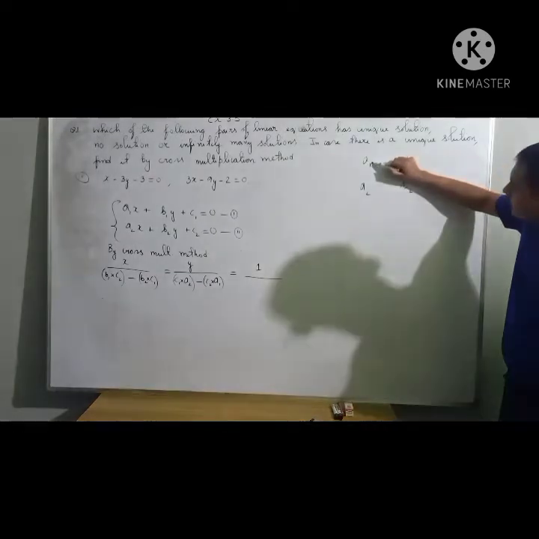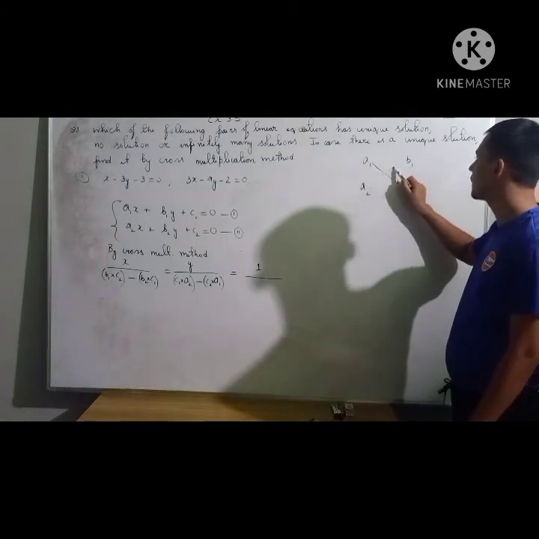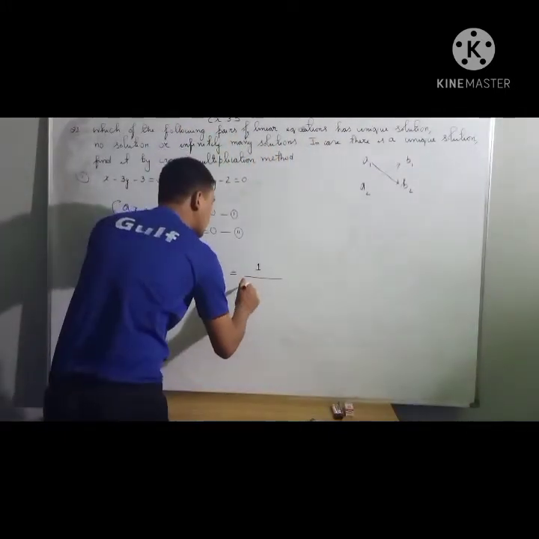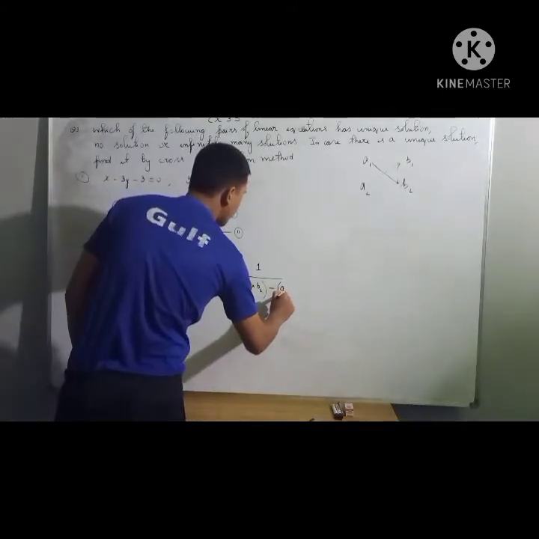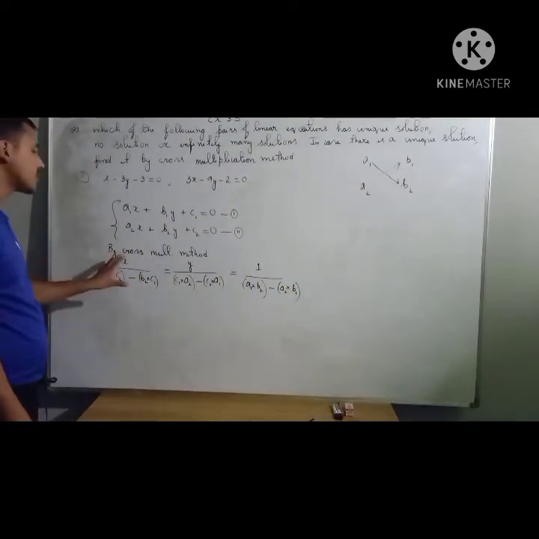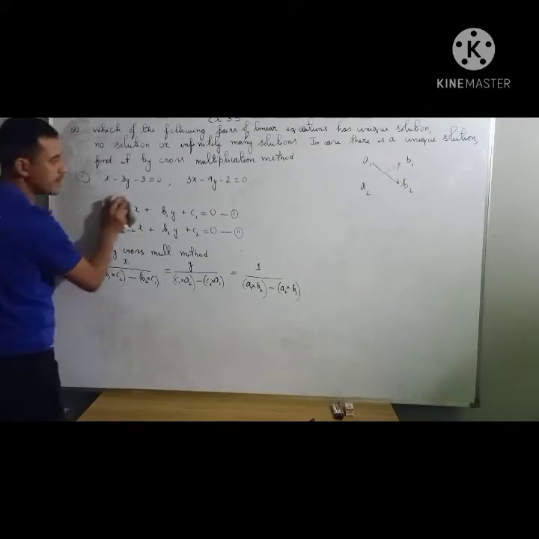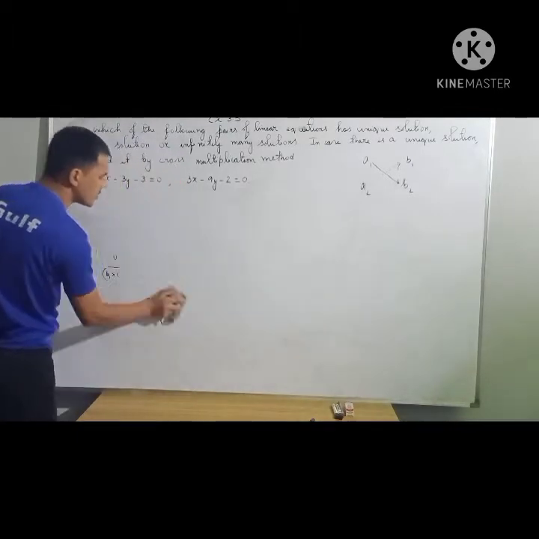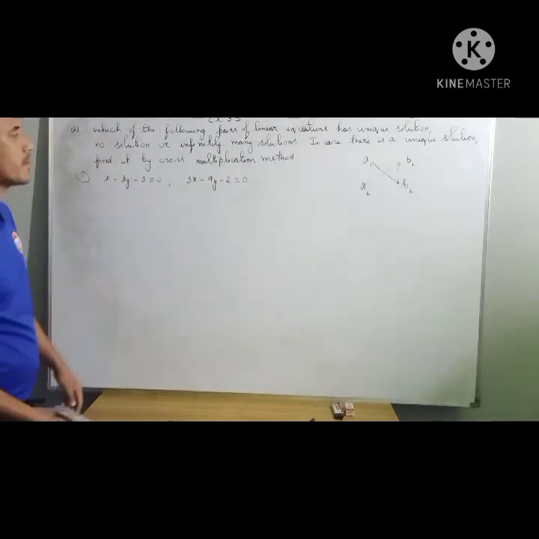That means a1 gets multiplied with b2 first, minus a2 gets multiplied with b1 in the second place. So a1 gets multiplied with b2 first, minus a2 gets multiplied with b1. So this particular formula is known as your cross multiplication method. Now using this formula, and only if the given pair of linear equations has a unique solution, we solve it using the cross multiplication method.